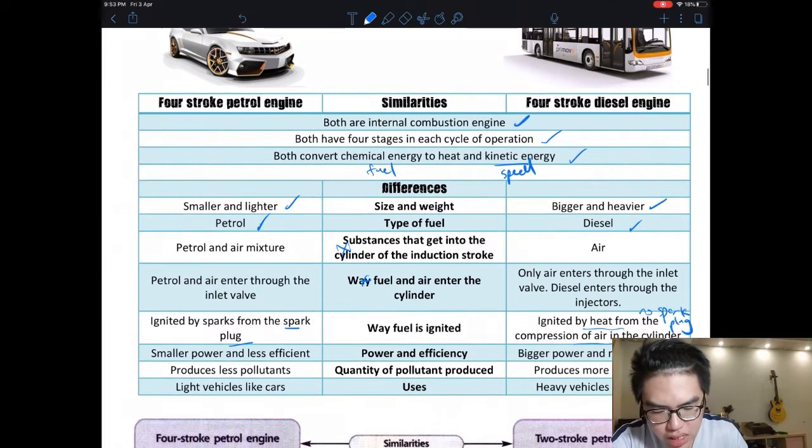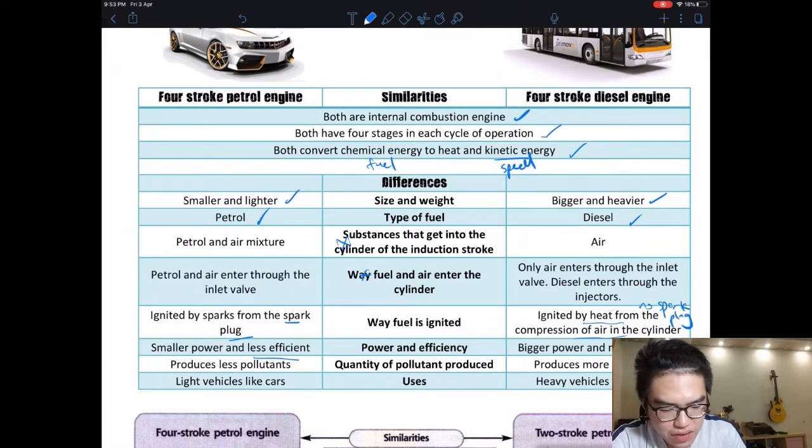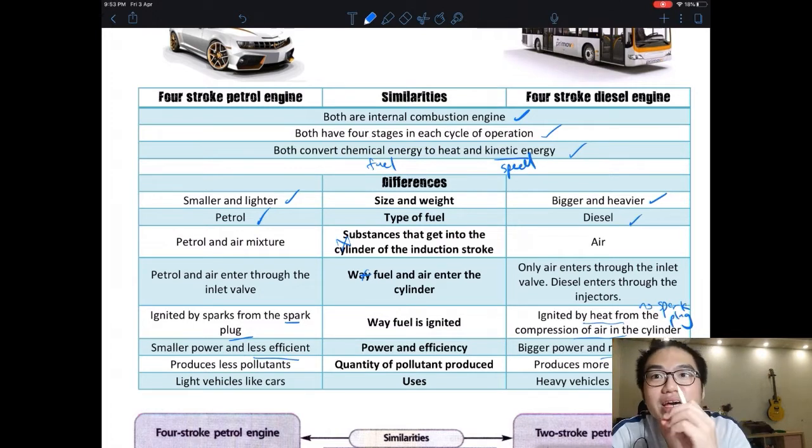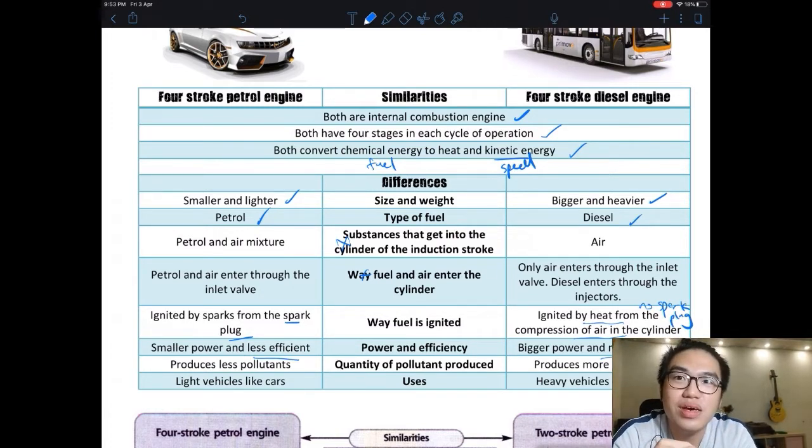Power efficiency: the petrol engine is less efficient. Diesel is more efficient. That's why if you drive a BMW diesel, it saves a lot of fuel. So why don't we use diesel? Because it's very expensive. That's why it's in BMW. You don't see Proton producing diesel. Diesel engines are very common in Europe, like Volkswagen, Mercedes, BMW, Renault, they all have diesel.